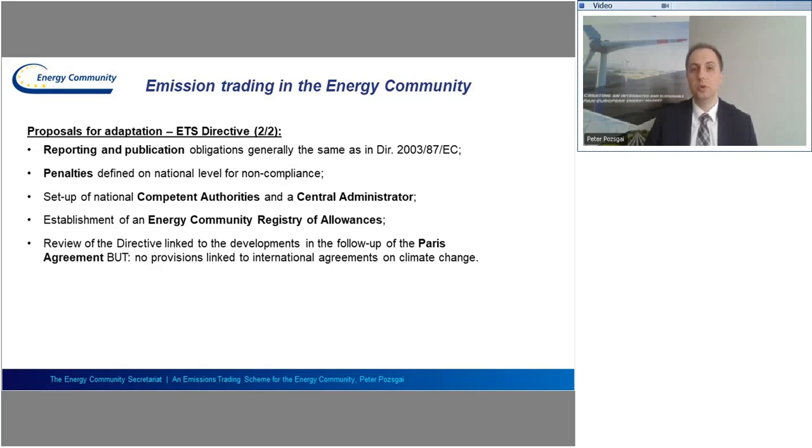The directive would include the links to any updates in the Paris Agreement, but given the fact that the EU directive contains lots of provisions to other international agreements, at this stage we would consider it as something that could be skipped, again, just to make it easier to adopt and to adapt this legislation.